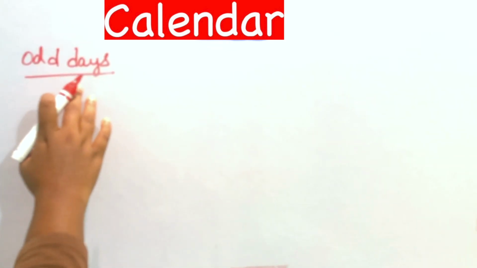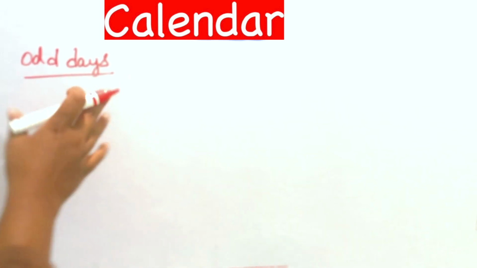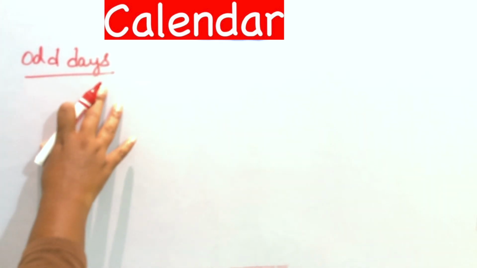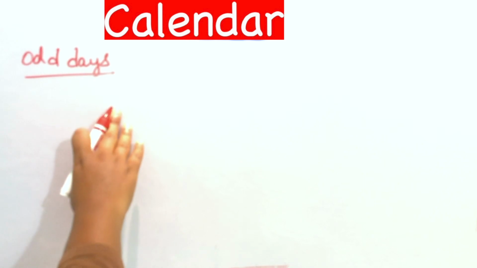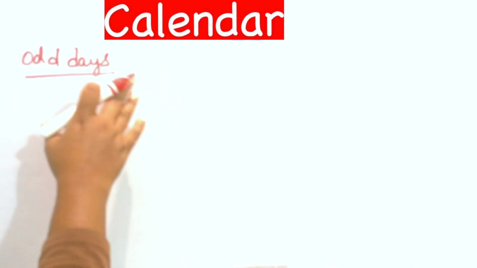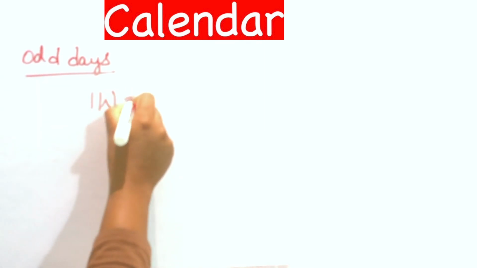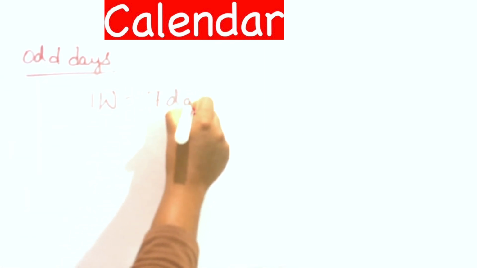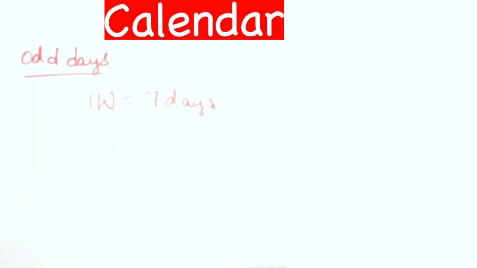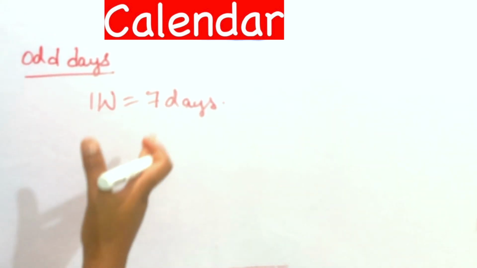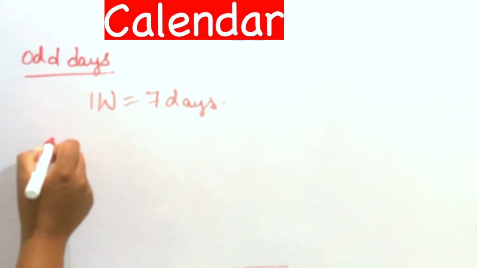Now, let's discuss about odd days. Okay, as we have already seen, the odd days denotes the number of days more than the complete week is known as odd days. That is, here 1 week is represented as 7 days. Okay, now let's check how we have to calculate the odd days.